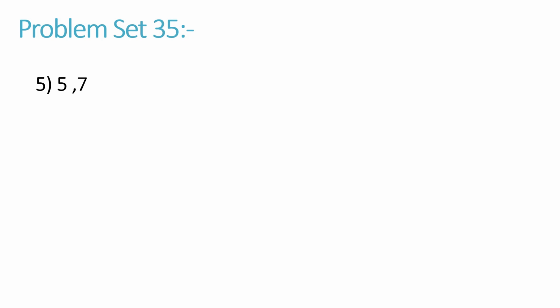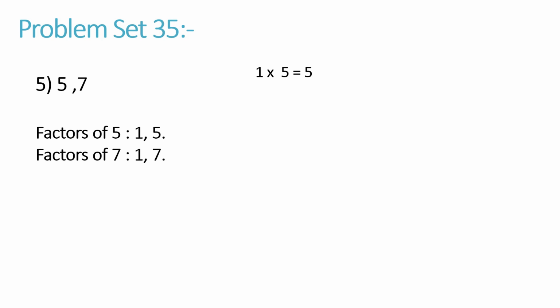Now let us do the fifth sum, 5 and 7. Let us first find the factors of 5 and 7. 5 times 1 is 5, and 1 times 5 is 5. So here only two numbers you are getting as factors. Then for 7, 1 times 7 is 7 and 7 times 1 is 7. So here also two factors. So factors of 5 are 1 and 5 and factors of 7 are 1 and 7.